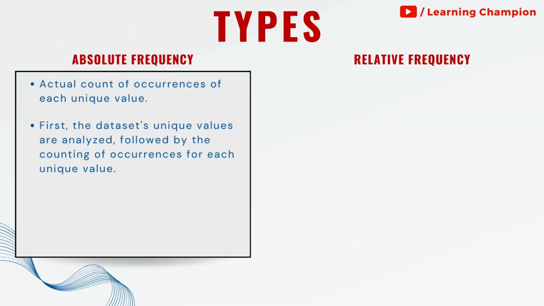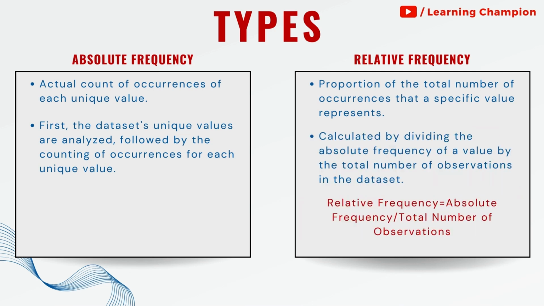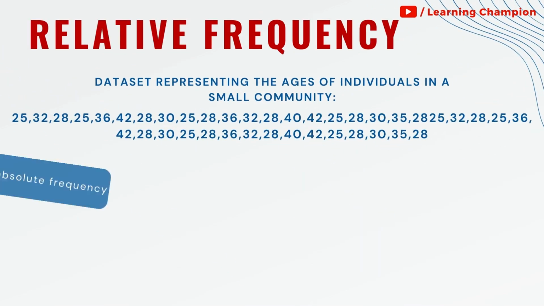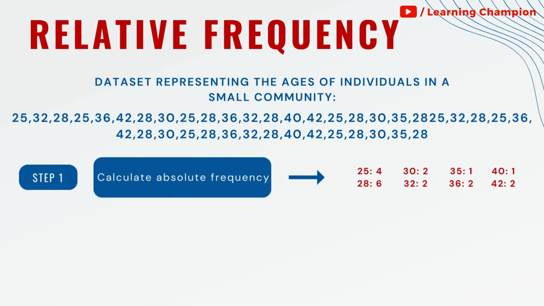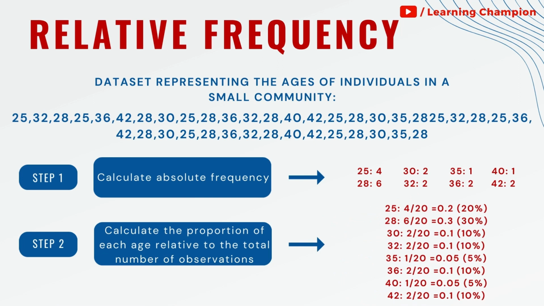Next type of frequency is relative frequency. It is the proportion of the total number of occurrences that a specific value represents. It is calculated by dividing the absolute frequency of a value by the total number of observations in a dataset. For our example, step 1 is to calculate the absolute frequency of each age, and next step is to calculate the proportion of each age relative to the total number of observations by dividing the absolute frequency of each age by the total number of observations, which is 20 in this case. Relative frequency of age 25 is 4 divided by 20, which is 20%. Relative frequency of age 28 is 6 divided by 20, which is 30%, and so on.